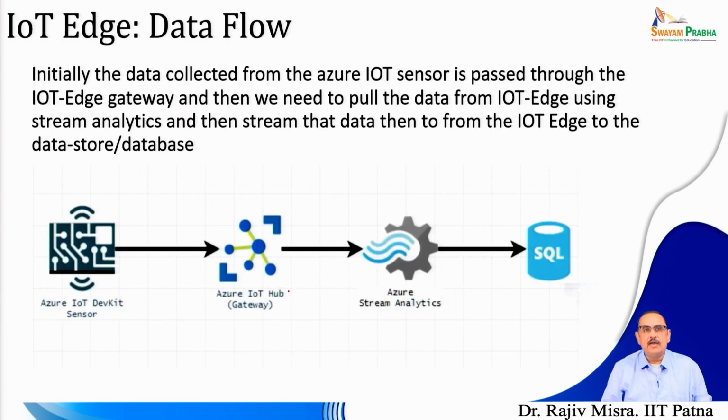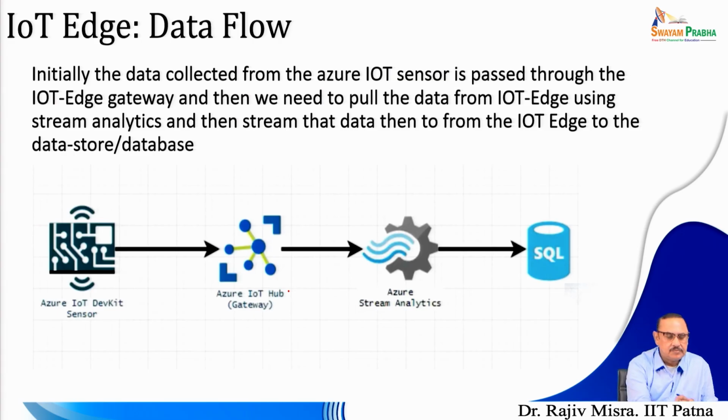Now, let us see about an IoT edge data flow. So, initially the data is collected from Azure IoT sensors and passed through Azure IoT gateway, and then we need to pull the data from Azure IoT edge using stream analytics, and then stream that data to and from IoT edge to the data store or the databases.